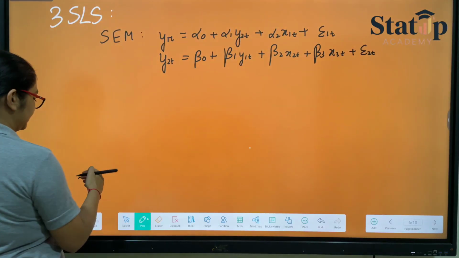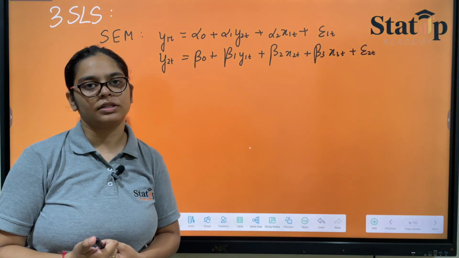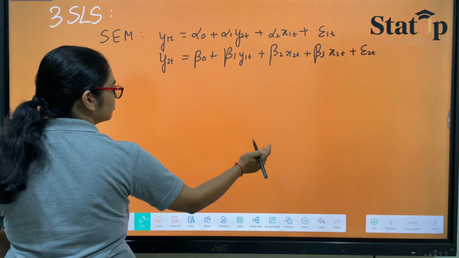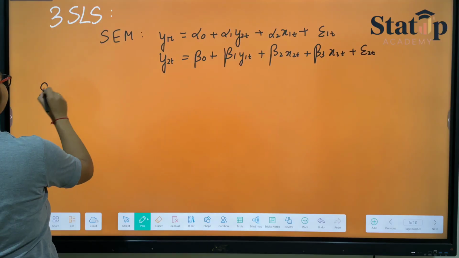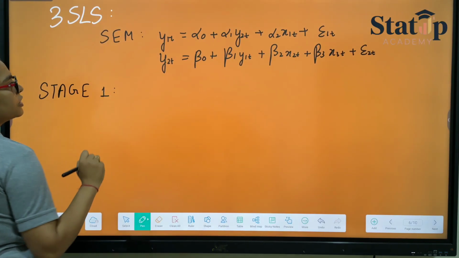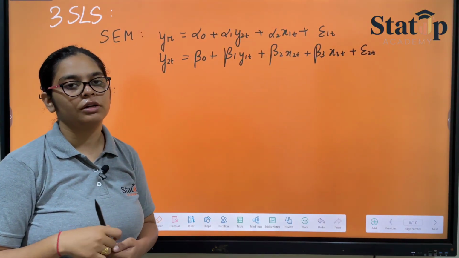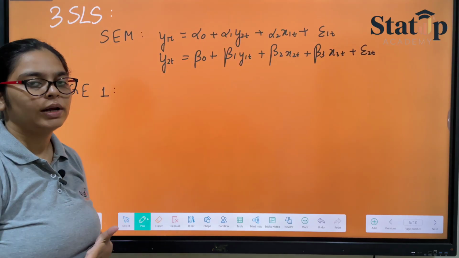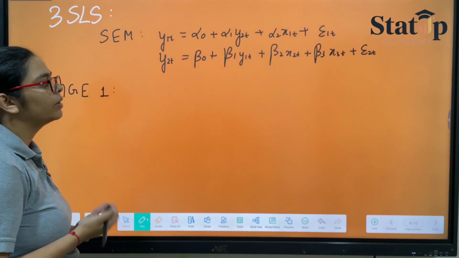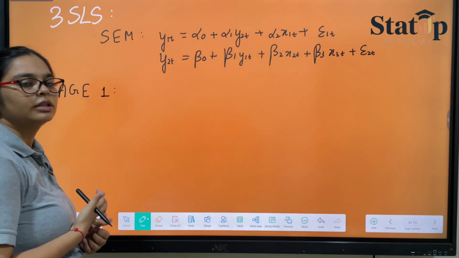So in the three-stage least square estimation method, the first two stages are common with the two-stage least square estimation method. So in the first stage, stage 1, firstly we will form the reduced form. We will have to check whether each equation of the model is overidentified, exactly identified, or underidentified. So both, or at least one of them, must be overidentified. That is your homework. You tell me in the comments.